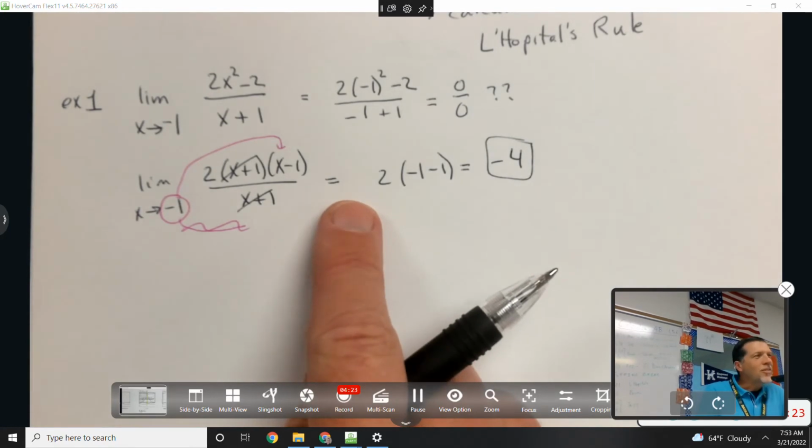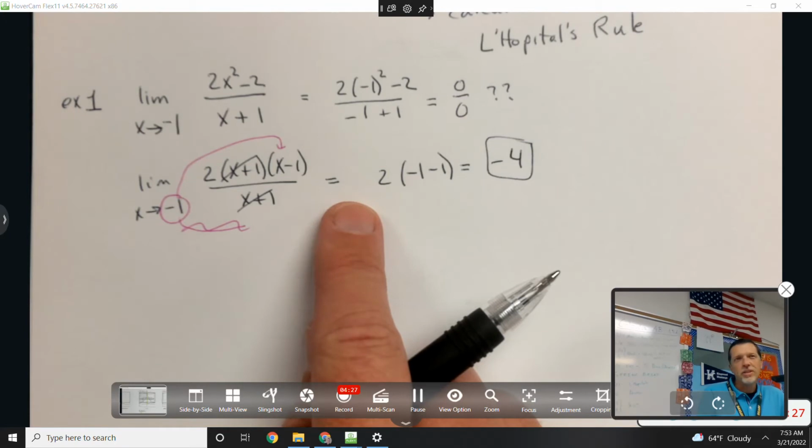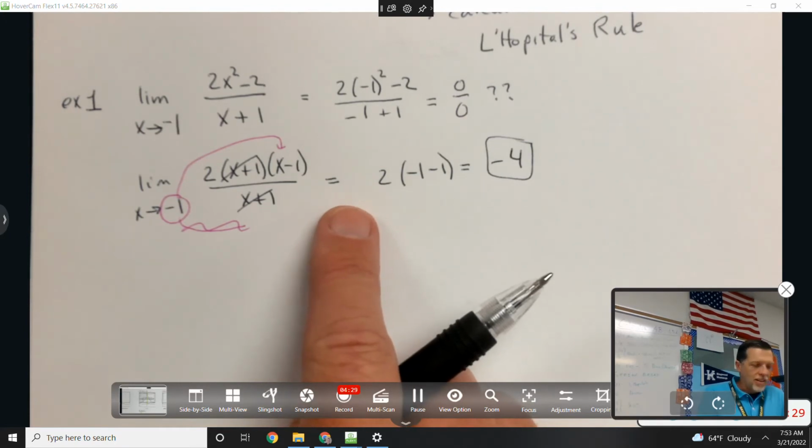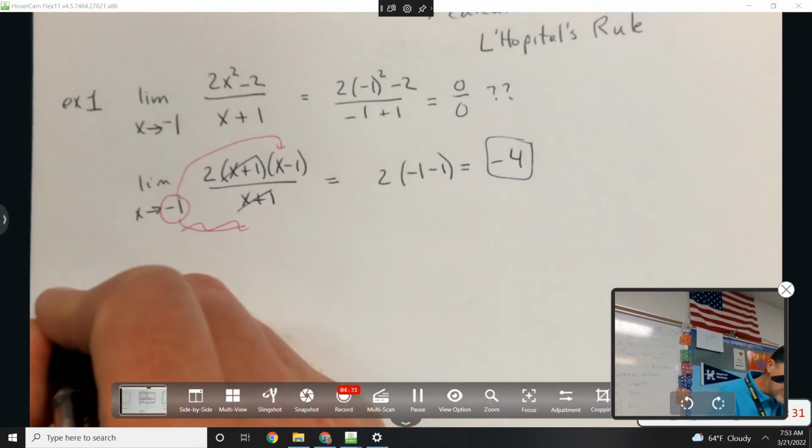This was one of the very first things we did in here. The first few weeks of calculus was limits. And so that's why we take a couple minutes to go all the way back.